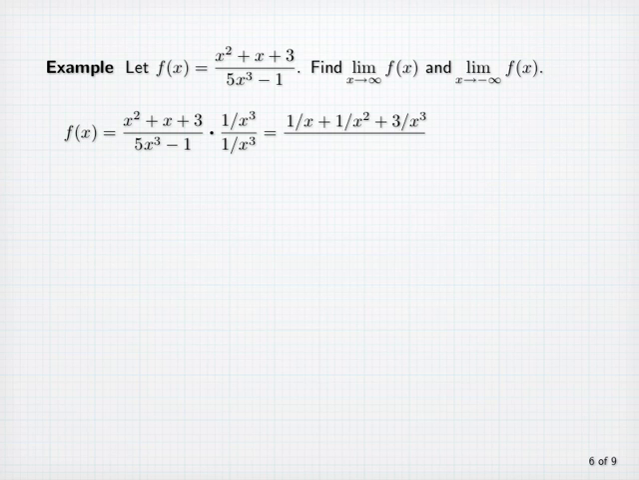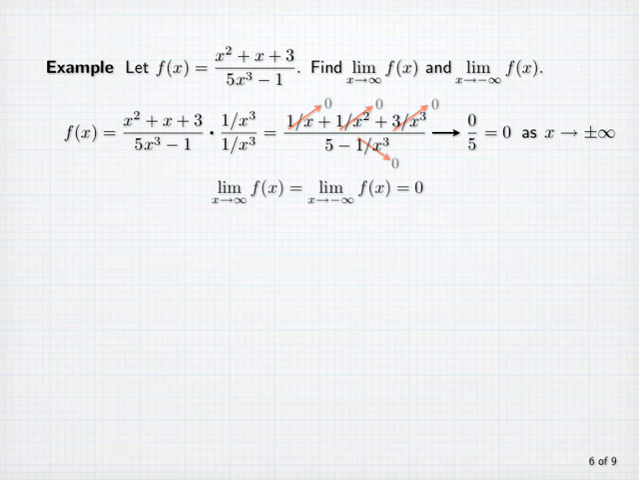The numerator now becomes 1 over x plus 1 over x squared plus 3 over x cubed, and the denominator becomes 5 minus 1 over x cubed. Now again, each of these reciprocal powers of x approaches 0 as x goes to plus or minus infinity, and so f of x approaches 0 over 5, or 0, as x goes to plus or minus infinity.